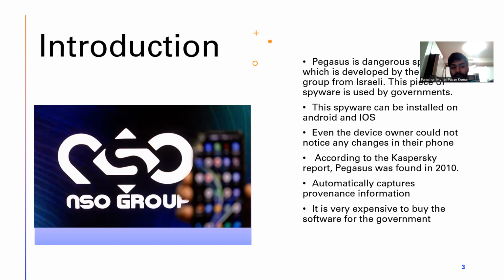Pegasus belongs to the NSO Group company and is very dangerous spyware. It was developed in the country called Israel. This piece of malware is used by governments. This spyware can be installed on Android and iOS. According to the Kaspersky report, Pegasus was found in the year 2010.